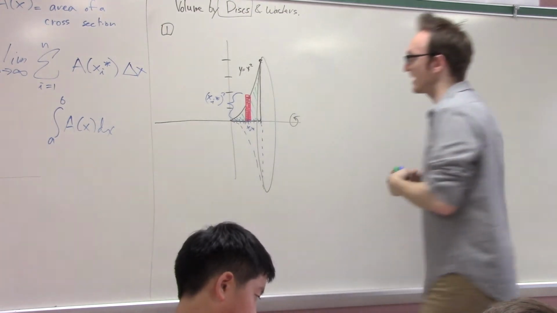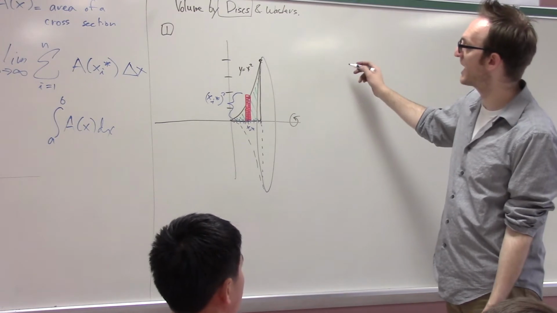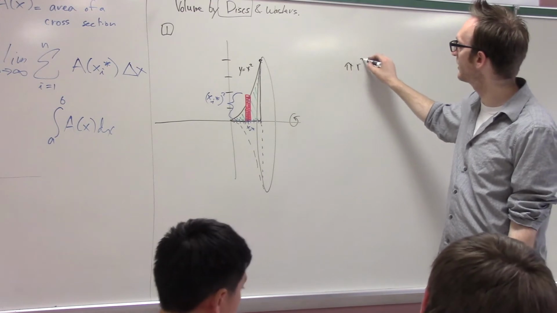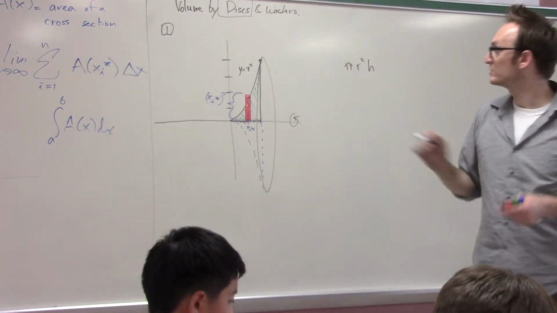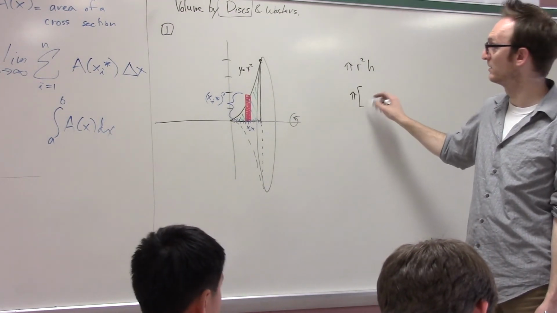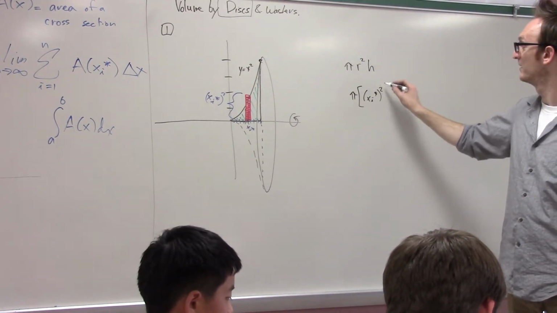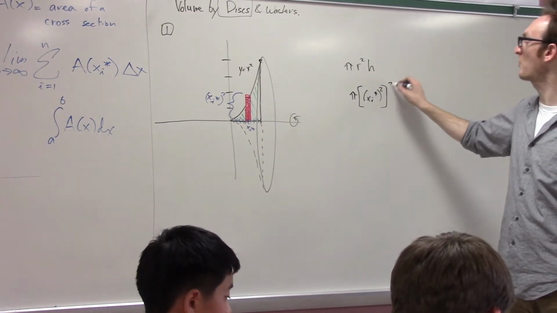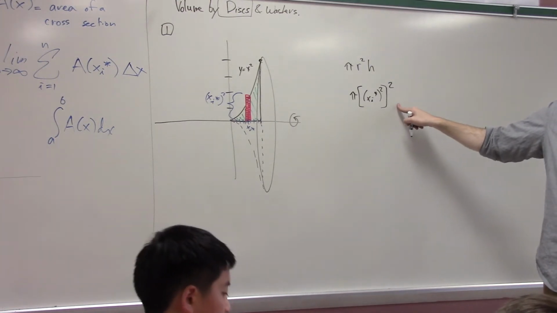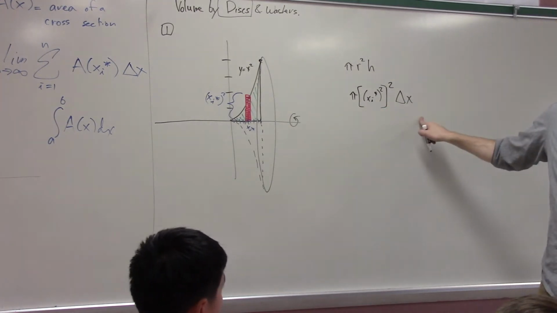So I find the volume of just one of those tiny little discs. The volume of one disc is pi r squared h, right? In this case it's pi times the radius, x sub i star squared, and that gets squared again because it's r squared, times the height. What's the height of that infinitely tiny disc? Delta x.